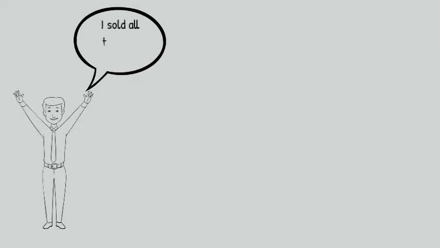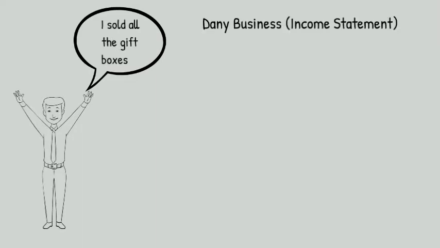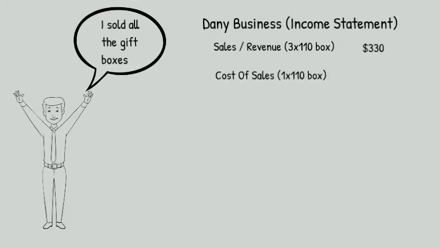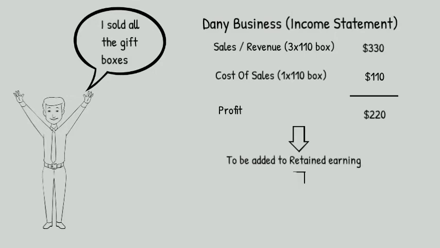Dany here is so happy. He managed to sell all the gift boxes for $3 each. So we can see that his sales, or revenue, will be equal to 3 times 110, which is 330, while cost of sales will be equal to 110. So Dany generated a profit of 220. This profit represents the link between the income statement and the balance sheet, and it will be added to retained earnings under the equity section. Retained earnings refers to accumulated profit after deducting dividends.